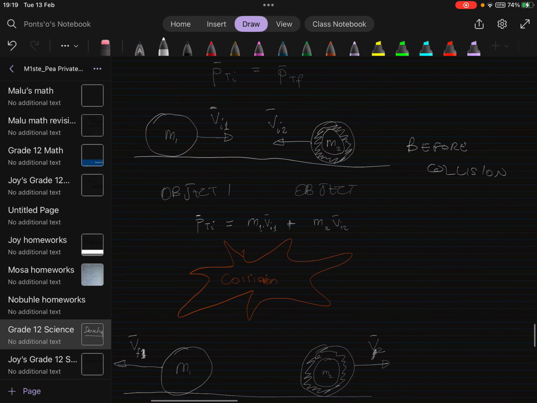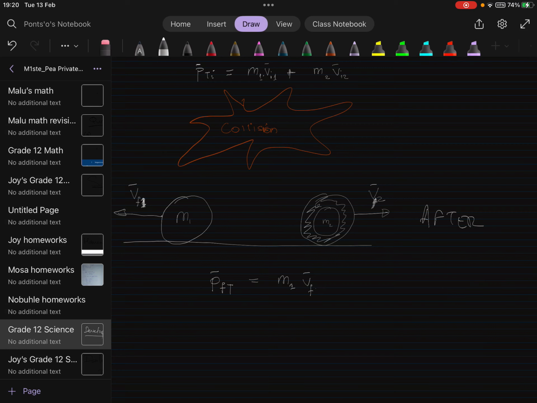Are we still together? Yes. Awesome. Now, after the collision, the momentum is simply P final total, which is mass of object 1 times its final velocity, the velocity final for object 1, plus momentum of object 2, which is mass of object 2 times the final velocity vector of object 2.